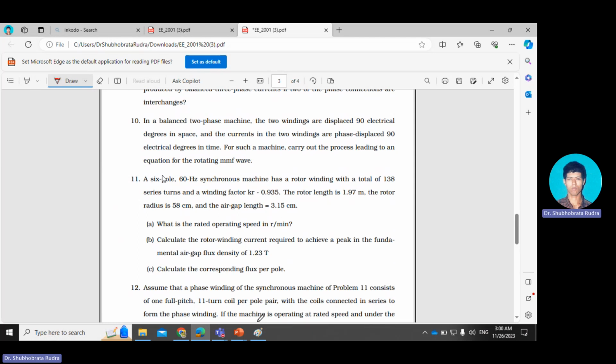Question 10. In a balanced two-phase machine, two windings are displaced 90 electrical degrees in space and the currents in the two windings are phase displaced 90 electrical degrees. For such a machine, carry out the process leading to an equation of the rotating MMF wave. Pretty simple. We just need to follow the steps that we did for finding the expression of rotating MMF for the three-phase case. Correct.